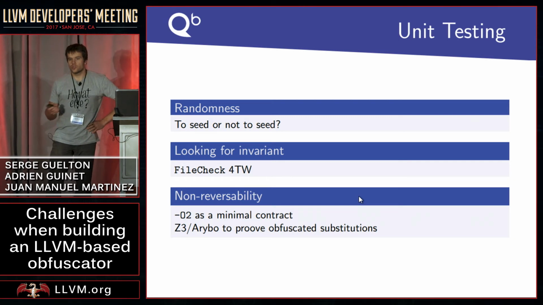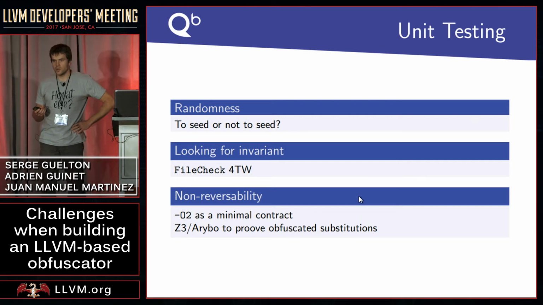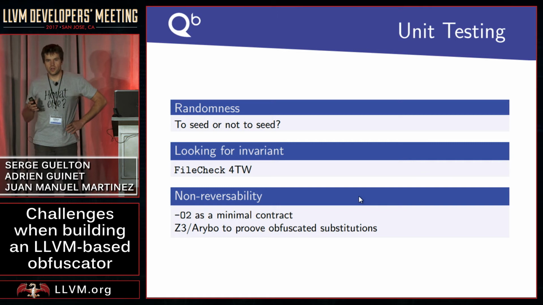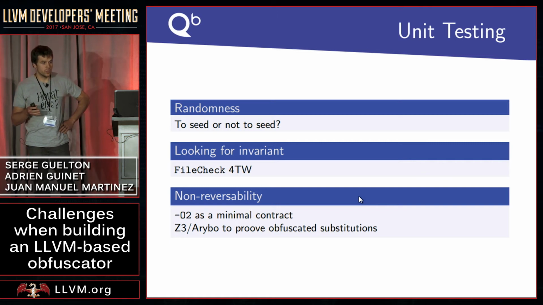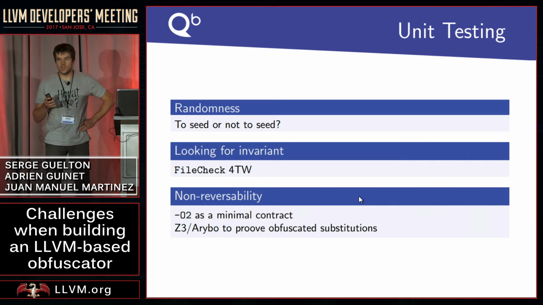So first, you want to do unit tests. But generally, a compiler is predictable and reproducible. Here, randomness is part of the obfuscation scheme. It's a feature to have random obfuscation so that you don't have exactly the same pattern all the time. And how do you test that? One way would be to set the seed, and then you're reproducible. But in that case, you only test one code path.